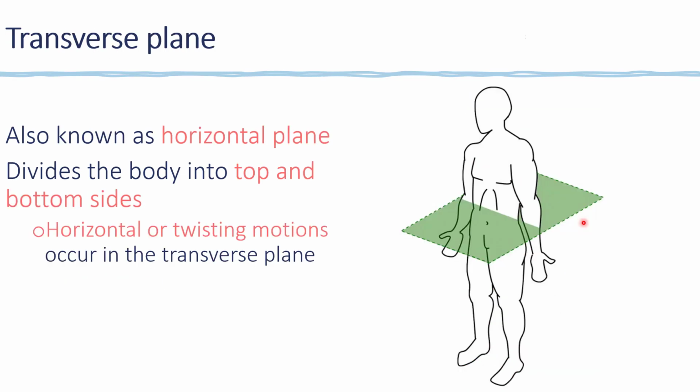And the last plane we have to cover is the transverse plane, also known as the horizontal plane. So it divides the body into top and bottom halves, or superior and inferior. And in this plane, you'll see any sort of horizontal or twisting motion. So something like spinning or a figure skating twirl, that's happening in this transverse plane.